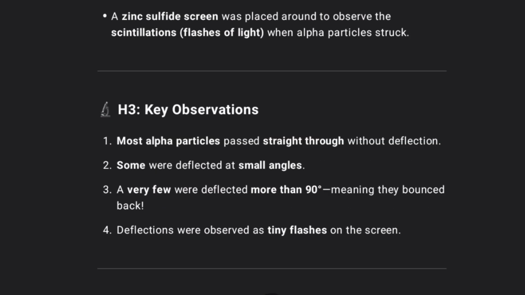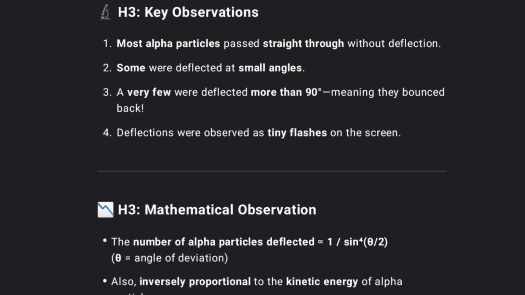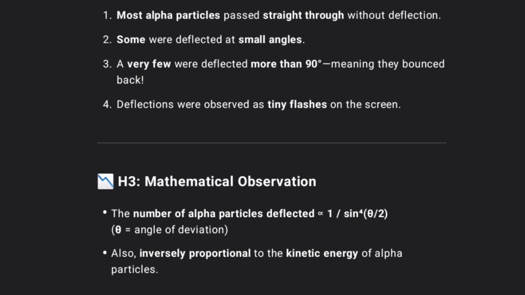2. Some were deflected at small angles. 3. A very few were deflected more than 90 degrees, meaning they bounced back. 4. Deflections were observed as tiny flashes on the screen. Mathematical observation: the number of alpha particles deflected is proportional to 1 over sin⁴(θ/2), where θ is the angle of deviation. It is also inversely proportional to the kinetic energy of the alpha particles.